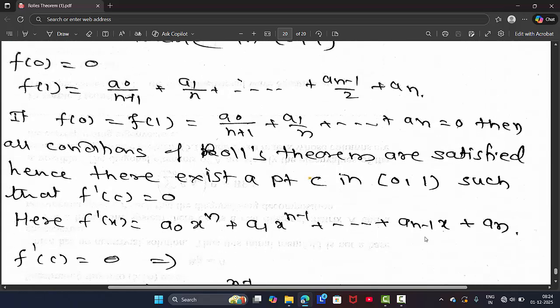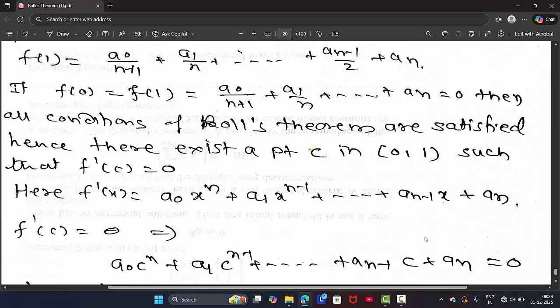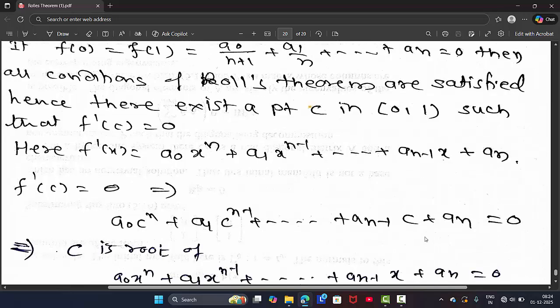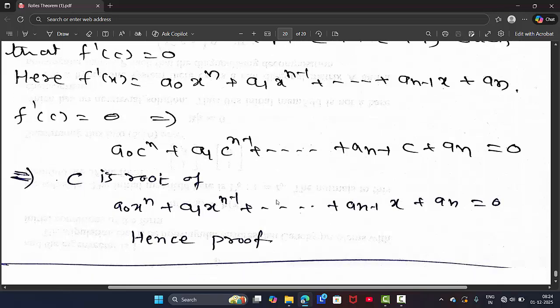Then, all conditions of Rolle's theorem are satisfied. And hence, there exists at least one point c in (0, 1) such that f dash c equal to 0. f dash x equal to a0 x raised to n plus a1 x raised to n minus 1 plus so on plus an. And f dash c equal to 0 implies a0 c raised to n plus a1 c raised to n minus 1 plus so on plus a(n minus 1) c plus an equal to 0. This implies that c is a root of a0 x raised to n plus a1 x raised to n minus 1 plus so on plus an equal to 0.